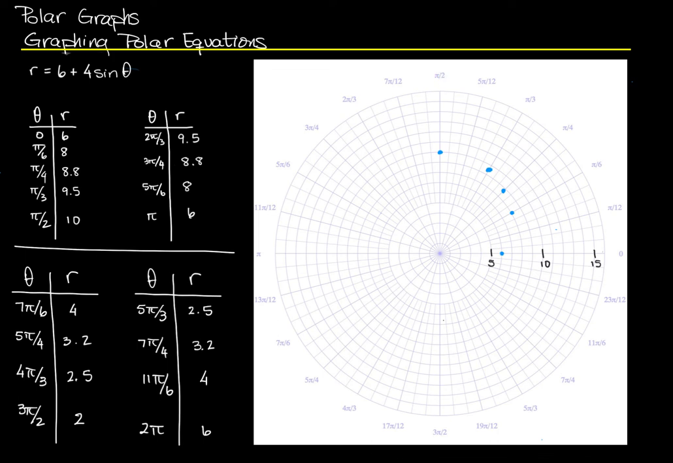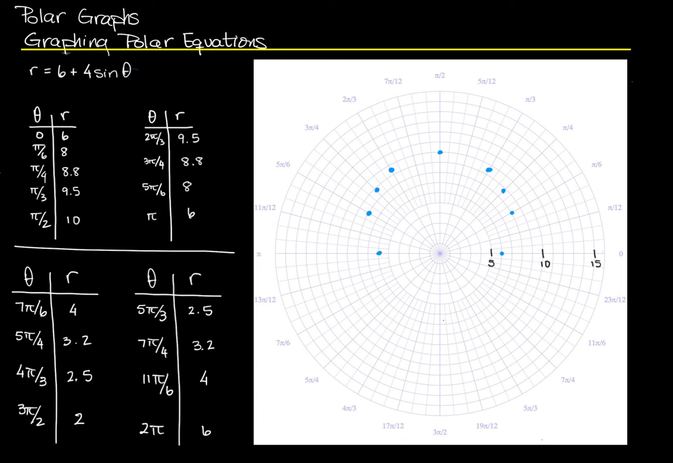The second quadrant, the first point is at 2 pi over 3, and I want 9.5. Remembering that this was 10, 9.5 is there. Then 3 pi over 4 with 8.8. That was 9.5, so that's 9, so 8.8 is there. Now we want 5 pi over 6 and 8, so that's going to be about there. And the last one in quadrant 2, it's not actually in quadrant 2, it's on the boundary between quadrants, but that is 6, 1, 2, 3, 4, 5, 6, radius of 6 at the angle pi.